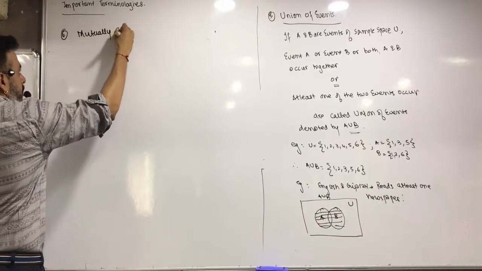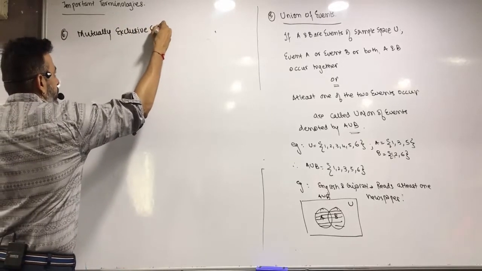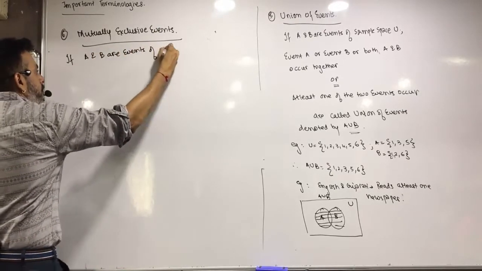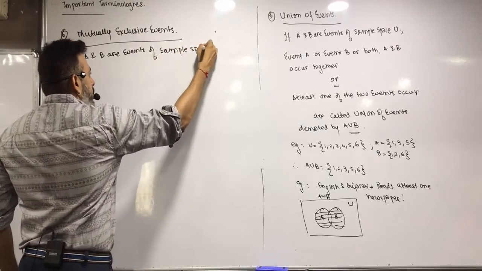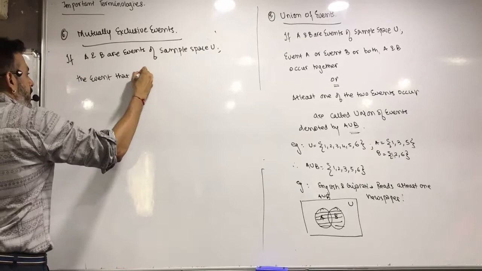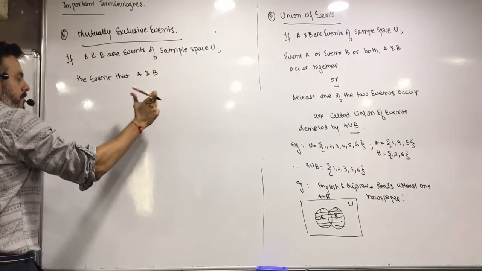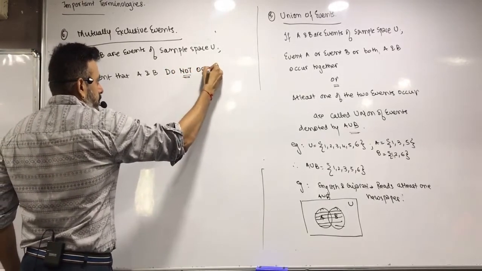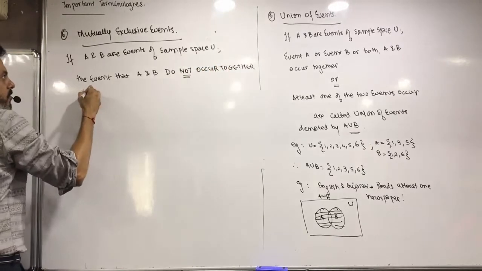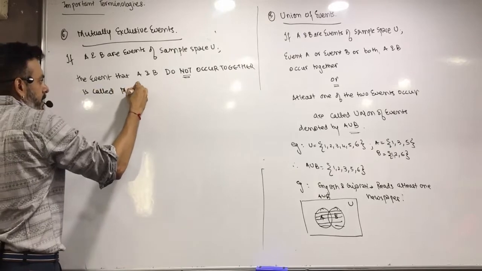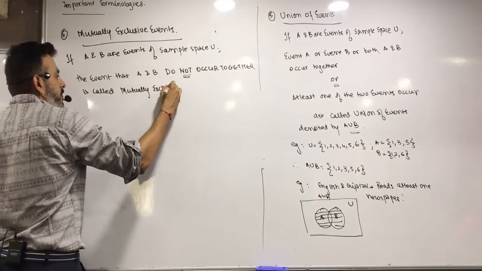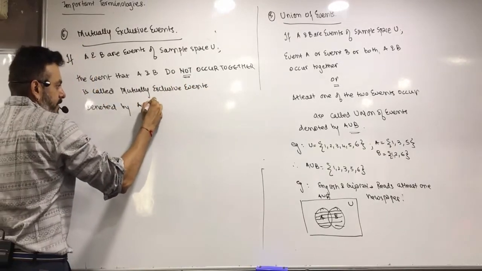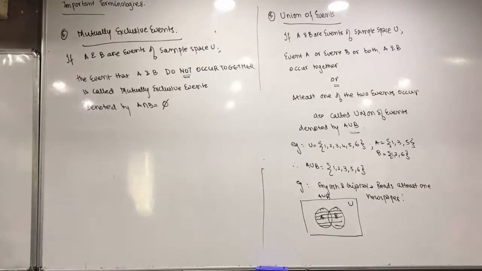Mutually exclusive events. If A and B are events of sample space U, the event that A and B do not occur together is called mutually exclusive events, denoted by A intersection B is equal to null or empty set.